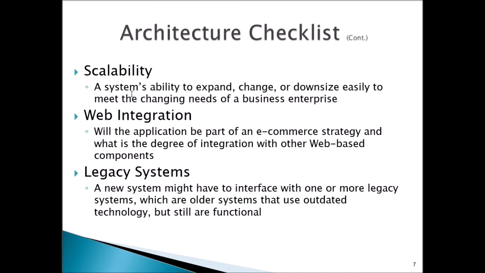Scalability. A system's ability to expand, change, or downsize easily to meet the organization's changing needs of a business enterprise. So if you have a network architecture where you have, say, a web server farm where you have a lot of web servers to service your business, you may want to remove or add web servers easily to a configuration based on the size of the company. So for example, I'm sure Amazon introduces a whole lot of new web servers this time of year because it's Christmas and they get more busy. And they might shut these systems down or even outright remove them after the Christmas holiday is over.